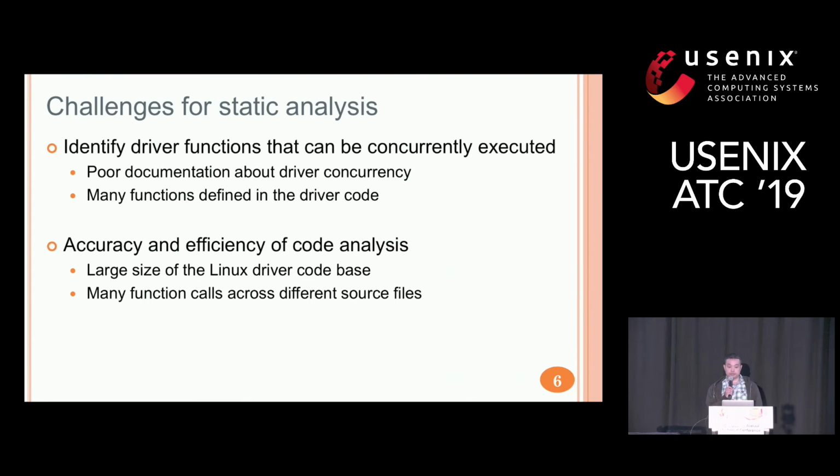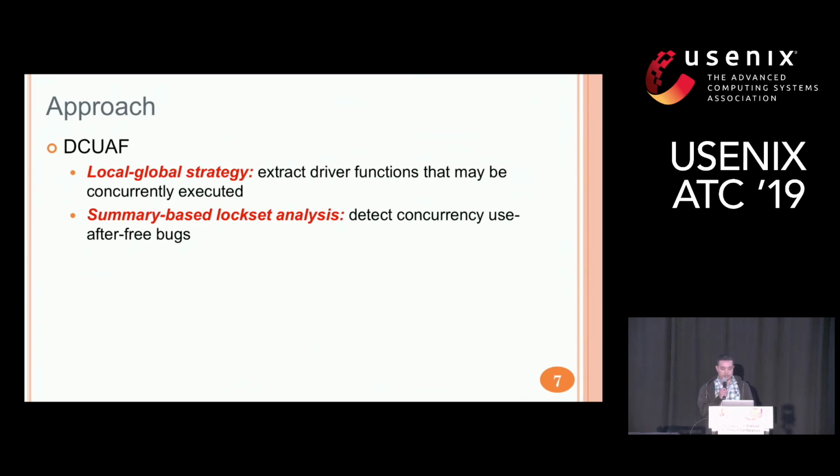However, there are some challenges to do it. The first one is how to identify driver functions that may be concurrently executed. The second one is how to ensure accuracy and efficiency of code analysis. In our paper, we propose our approach named DCUAF. It uses a local-global strategy to extract driver functions that may be concurrently executed. Then it uses a summary-based lockset analysis to detect concurrency use-after-free bugs.